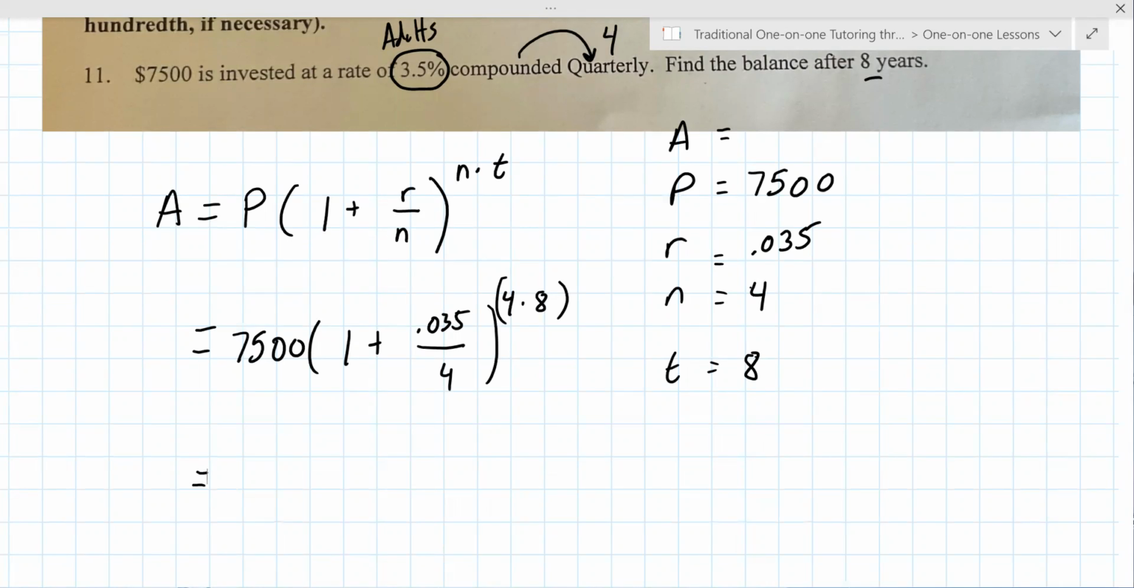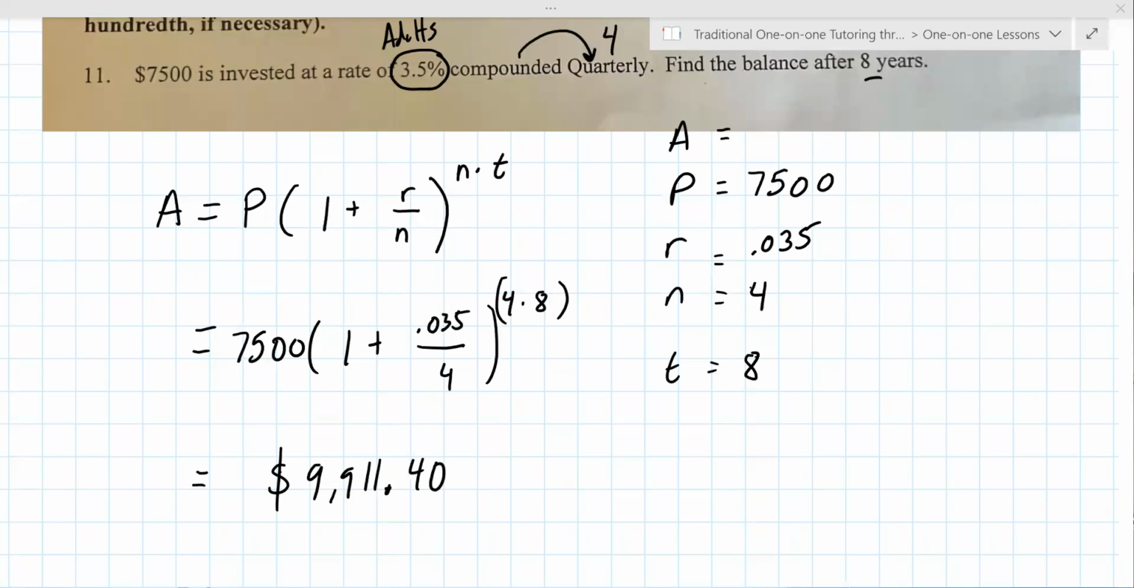I got 9,911. Rounded up. What if we want to go to the nearest cent? What would it round to? 0.4. Yes, very good. Does that number seem reasonable? Yeah. It has to be bigger. I mean, it's growing. But in terms of what does 3.5% look like? It's not a ton of growth, but that's okay.